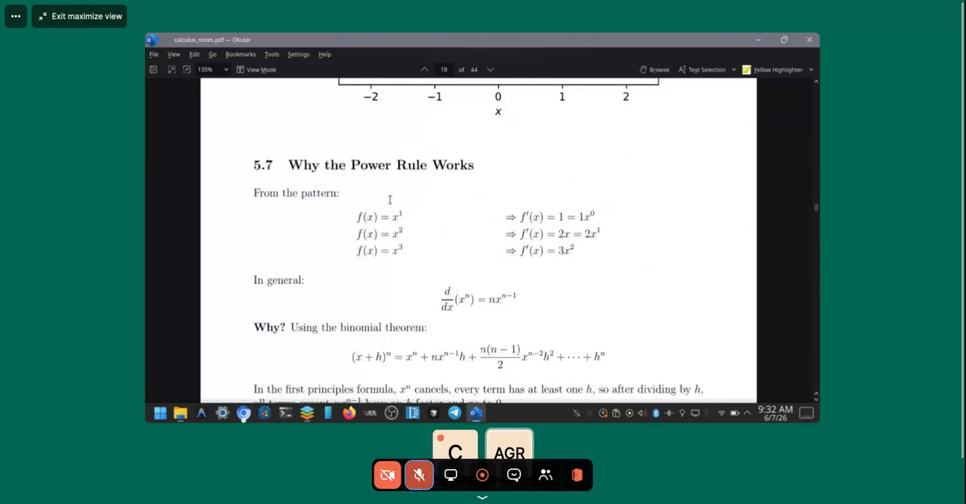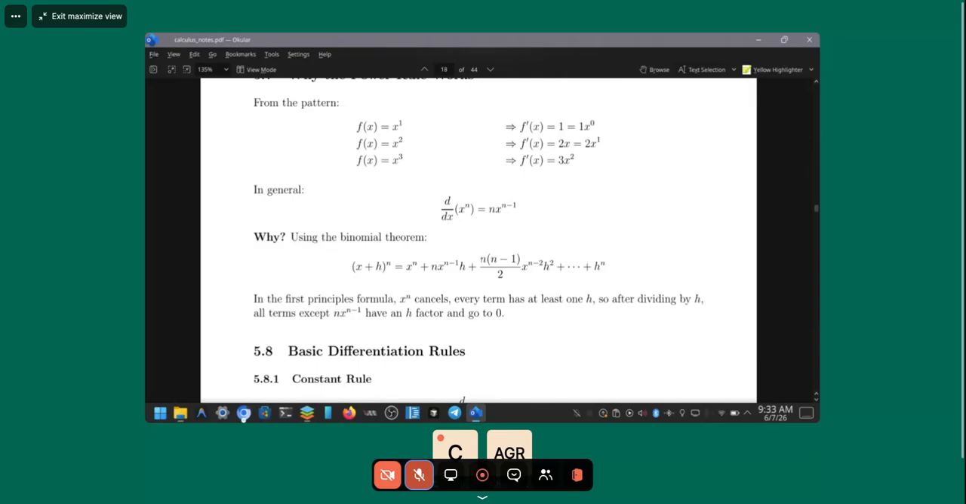So why does the power rule work? This is from the pattern: f of x equal to 1, x, x square, x cube. The f dash of x: for 1, it is 0, a constant. For x to the power 0 it is 0; for x it is 1; for x square, f dash of x is 2x; for x cube, it is 3x square. In general, d by dx of x to the power of n is n into x to the power of n minus 1.